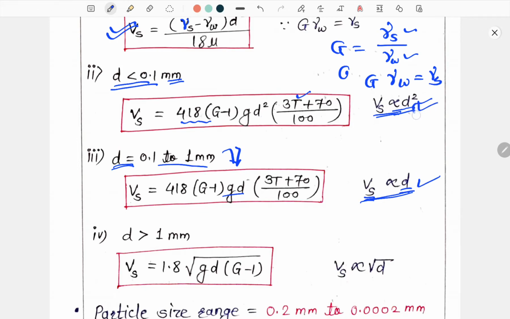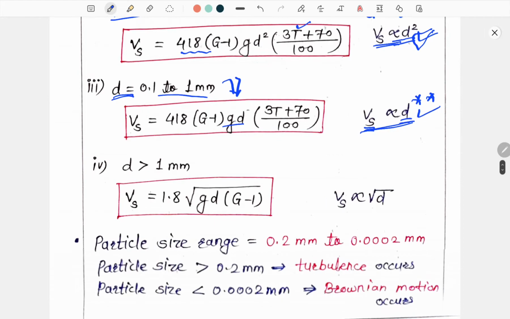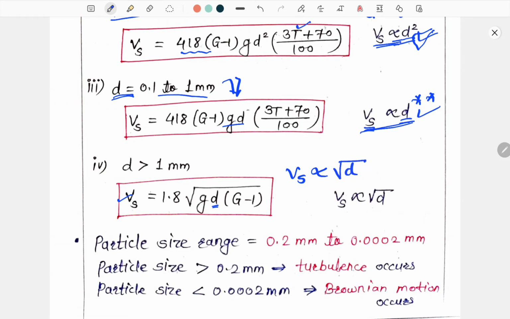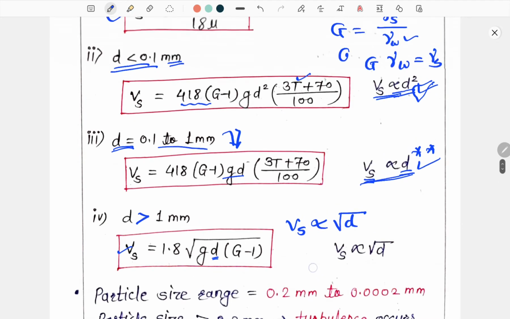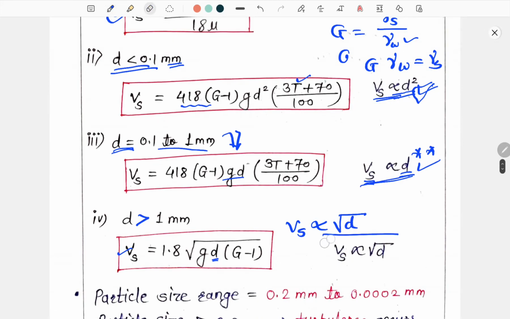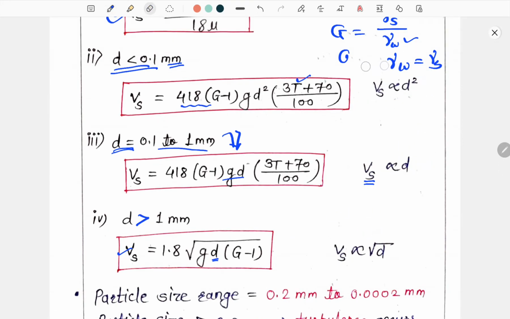So these are very important from the exam point of view. Next formula is, when d is greater than 1 mm, then Vs is equal to 1.8 into square root of small g into d into capital G minus 1. So here we can say that Vs is directly proportional to the square root of d in the case of d greater than 1 mm. So here remember these important points.